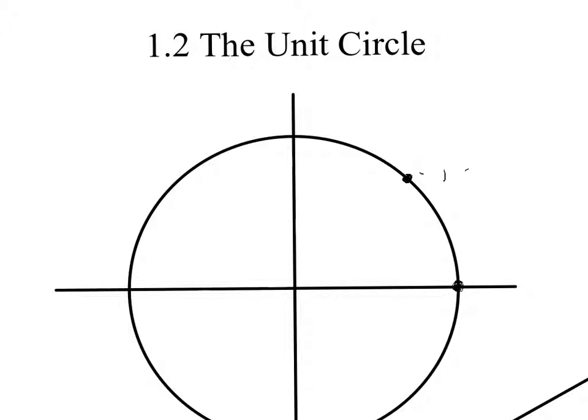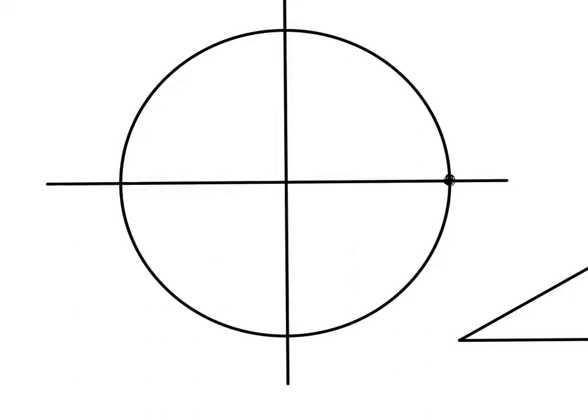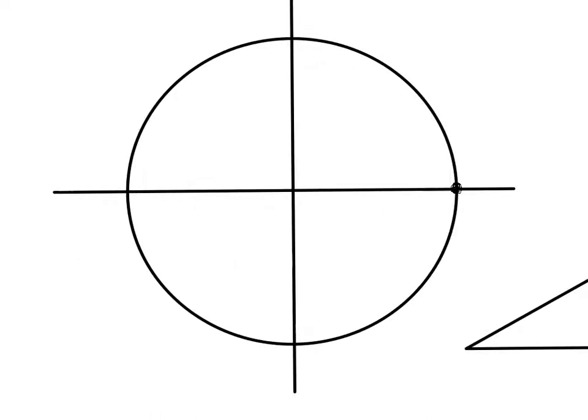So in order to do that, first off, we call it the unit circle because the idea of this circle is that it has a radius of 1. So no matter where you are on the circle, if I'm right here, the distance from this point to the center is going to be 1. So this distance is going to be 1. No matter where I am, the distance is going to be 1.